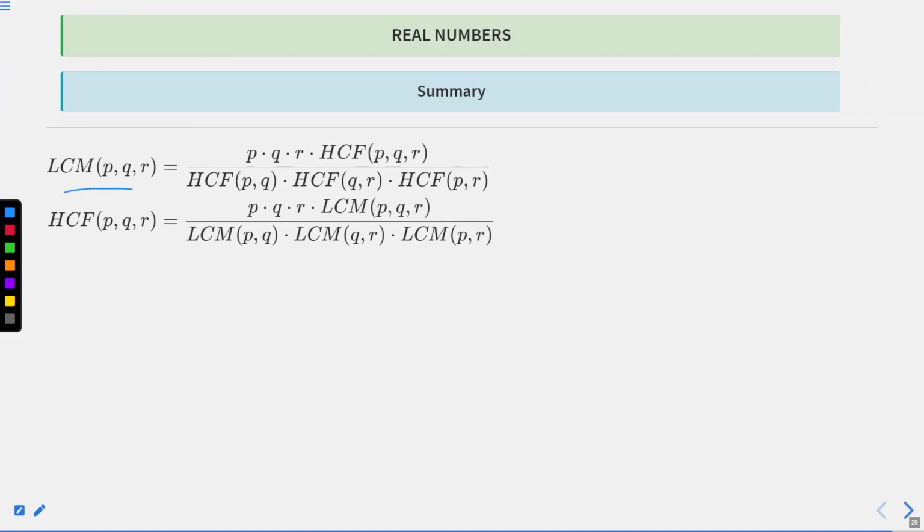LCM of p, q, r is equal to p times q times r times HCF of p, q, r, divided by HCF of p, q times HCF of q, r times HCF of p, r. And HCF of p, q, r is equal to p times q times r times LCM of p, q, r, divided by LCM of p, q times LCM of q, r times LCM of p, r.